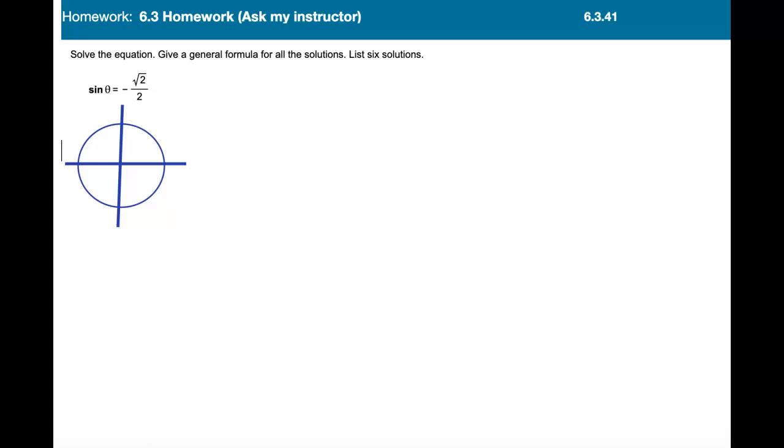As a matter of fact, I remember from the unit circle that the sine of 45 degrees is square root of 2 over 2, or the sine of pi over 4, writing it in terms of radians because this problem is in radians. Pi over 4 is also square root of 2 over 2. That's our reference angle. So I know that fact. Another fact I know is that sine is negative in quadrants 3 and 4.